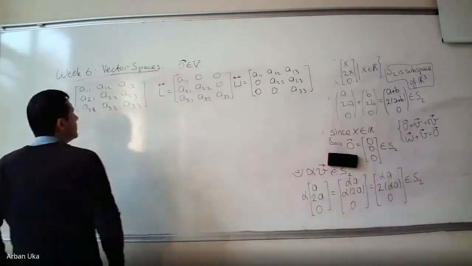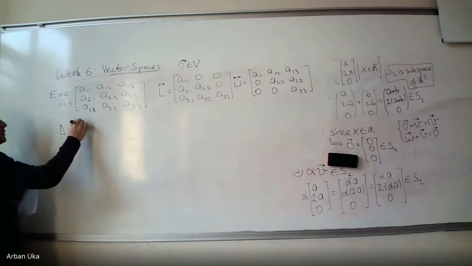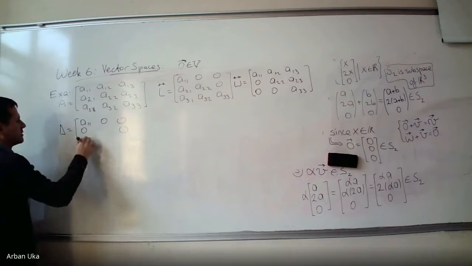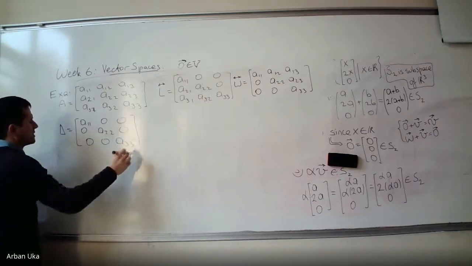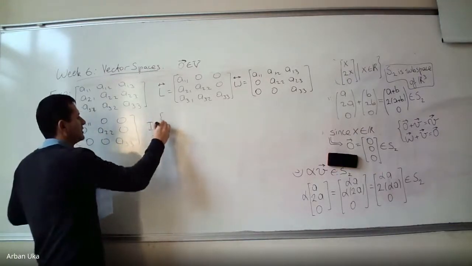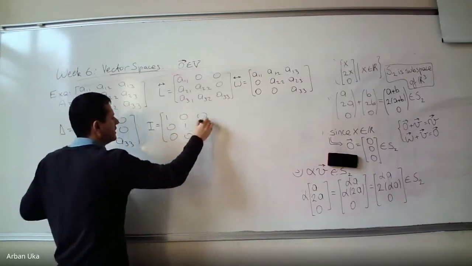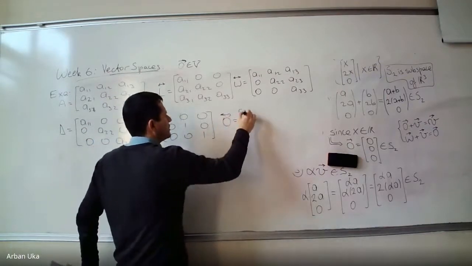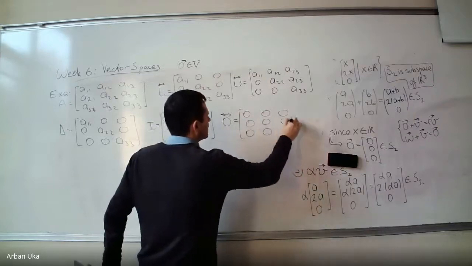And then we can also look at diagonal matrices D, which can be equal to A11, 0, 0, 0, A22, 0, 0, 0, A33. So this is the diagonal matrix. And then we can also have the identity matrix, which is 1, 0, 0, 0, 1, 0, 0, 0, 1. We can also have a zero matrix, which is 0, 0, 0, 0, 0, 0, 0, 0, 0.